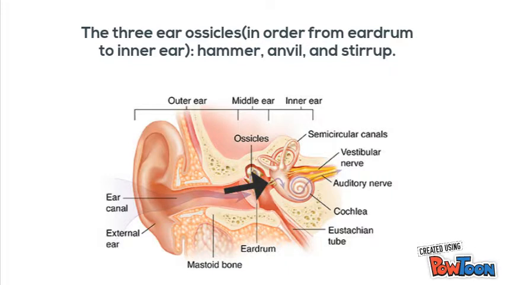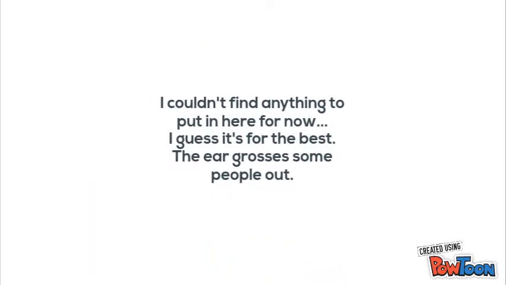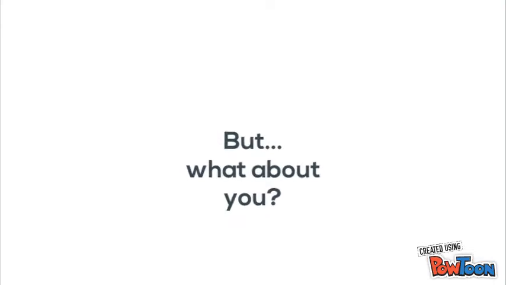The window pushes on the fluid in the cochlea. The tiny hairs inside the cochlea sense the waves being made due to the oval window being moved. They pick it up, turn it into an electrical signal, and send it along a nerve that takes it to the brain. But what about you?